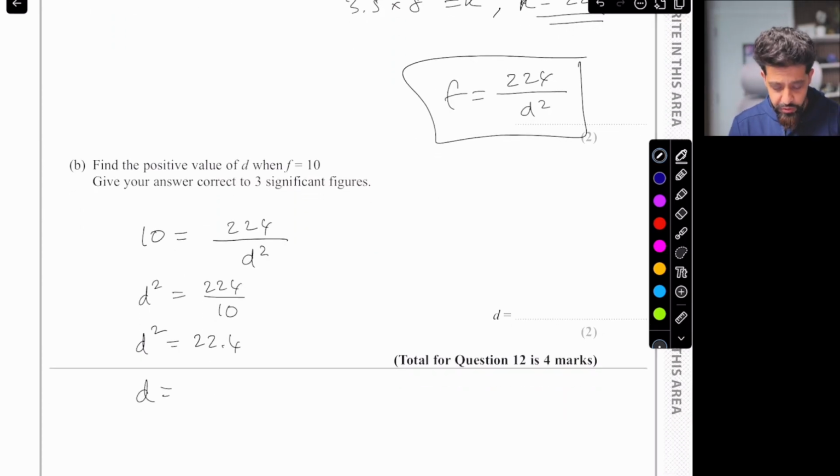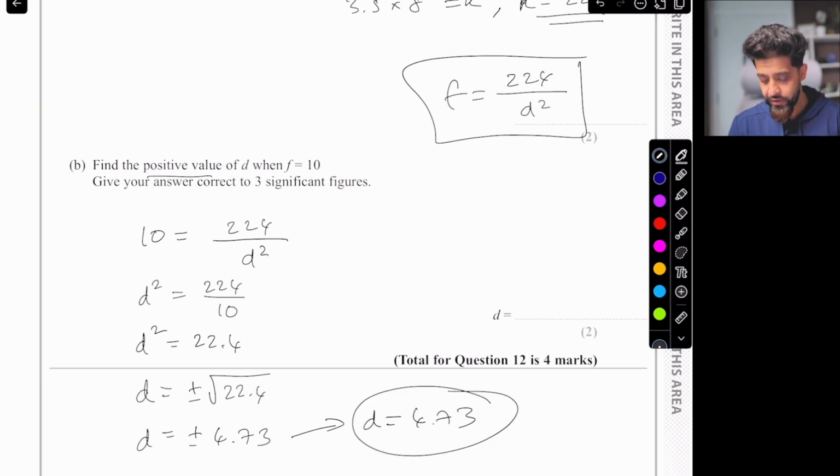And then D would be equal to the square root. You have a plus and minus, by the way, 22.4. And that gives us a plus and minus 4.73. But remember, you want the positive value. So therefore, the positive value would be 4.73. So 4.73 is your answer.